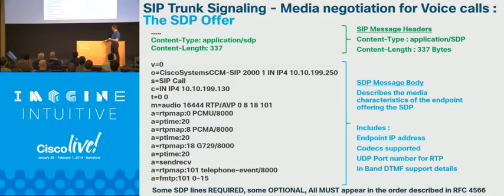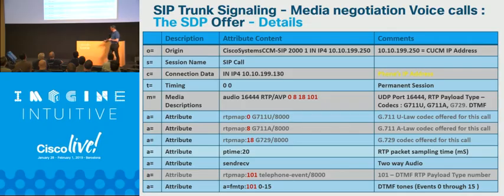And if we look at those in a bit more detail, you'll see the origin, the name here, it's the IP address of the calling system. You give it a session name. Now, this is important. This is the first time we send the IP address of the phone in the system here. Timing 0 0 means it's a permanent session, and what you'll see here is the media description. So this is an audio call.